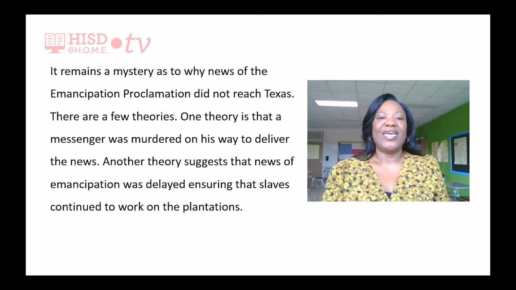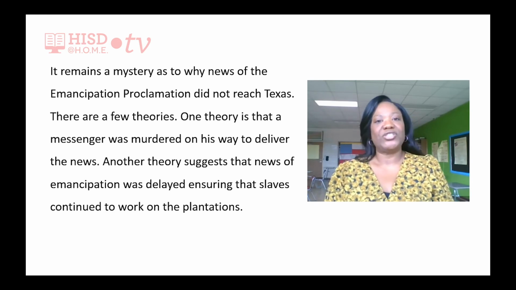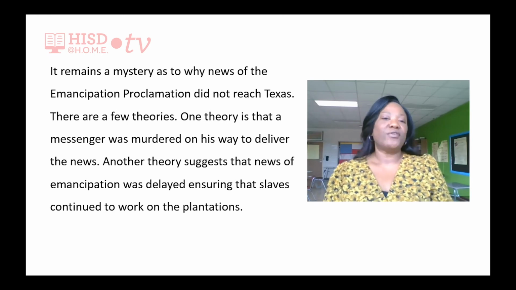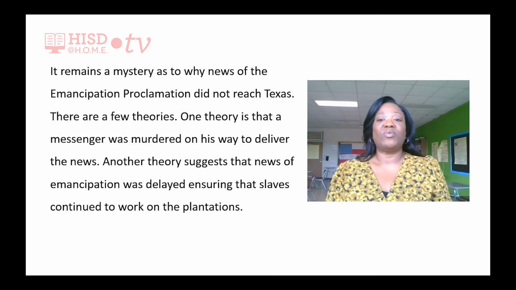It remains a mystery as to why news of the Emancipation Proclamation did not reach Texas. There are a few theories. One theory is that a messenger was murdered on his way to deliver the news. Another theory suggests that news of emancipation was delayed, ensuring that slaves continued to work on the plantations.